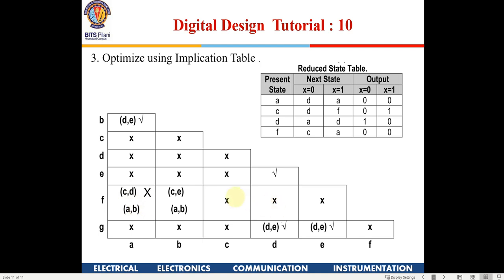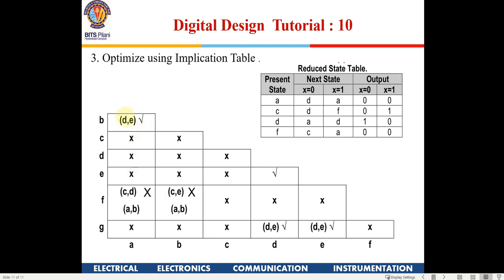So we go next. We have completed with C. And CE is also not possible. So we have used the CE here. So this is also not possible. So that is the reason why B and F also cannot be combined here. So these cells are not possible, right?